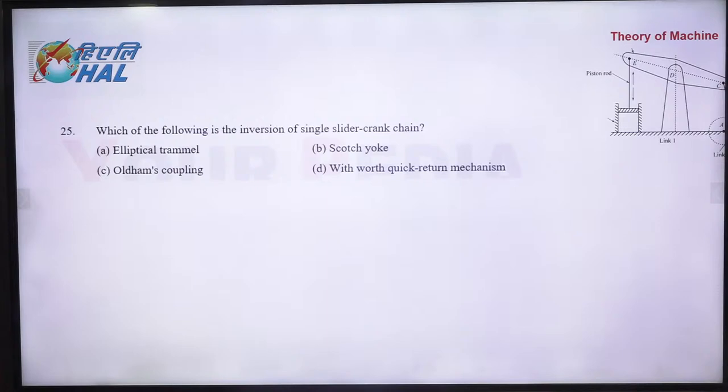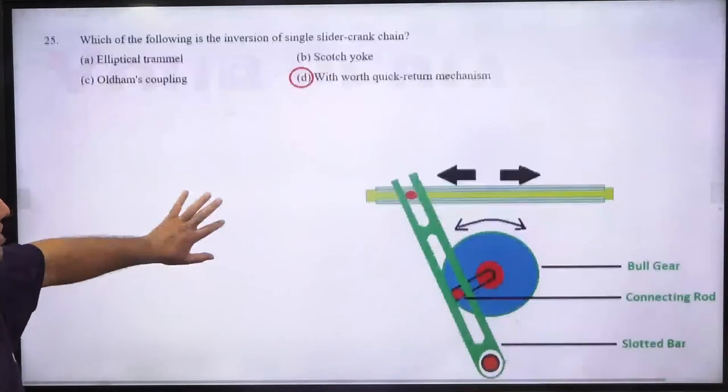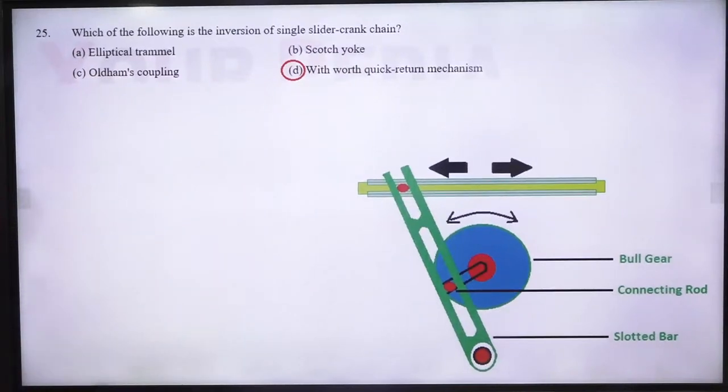Single slider crank mechanism, I think it's very simple. Whitworth quick return mechanism, we've already done that. So there's a Whitworth quick return mechanism. There's a slotted bar, there's a connecting rod, and then there's a bull gear connecting rod, and this is how it goes. This we have already done.